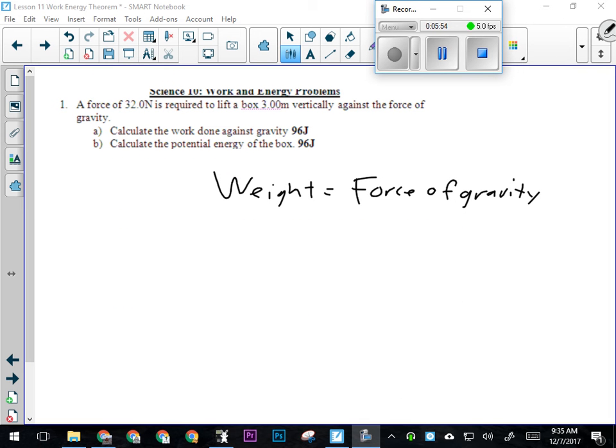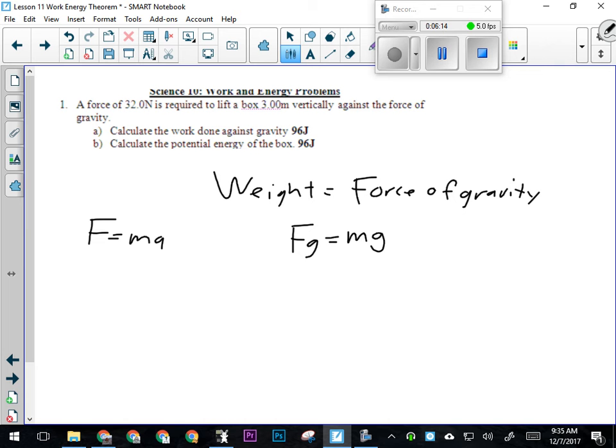Okay? And gravity is a force, so we calculate that by doing this. The force of gravity equals mass times the acceleration due to gravity, right? Because according to Newton's second law, force is mass times acceleration. So for the force of gravity, it's mass times the acceleration due to gravity.